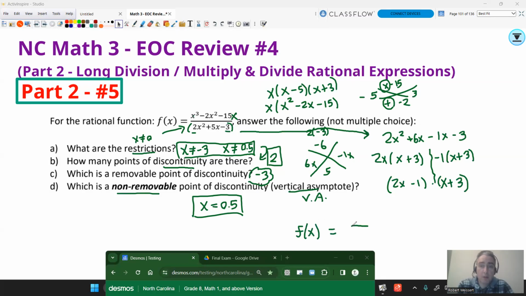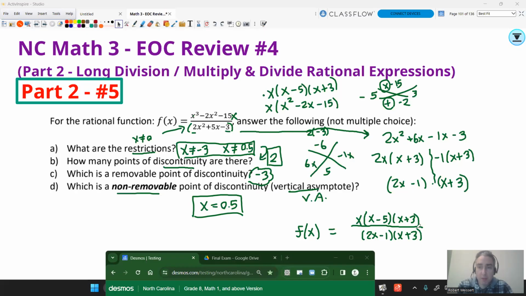F of x is going to equal, on the numerator, you'll have the GCF that's out here. So don't forget the GCF, x. And then you'll have your x minus 5 and your x plus 3. Your denominator will have the two factors here, 2x minus 1 and x plus 3. And now I can explain the removable and non-removable part. So with removable, what would cancel out?